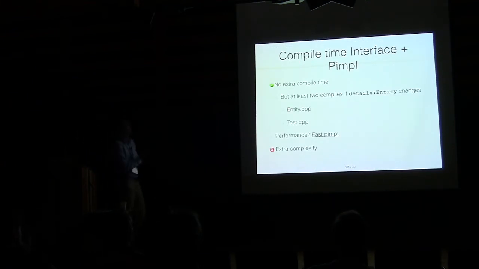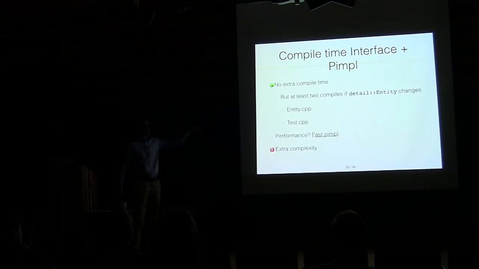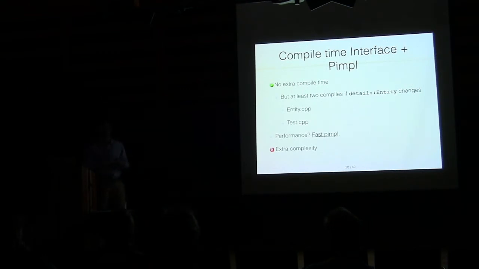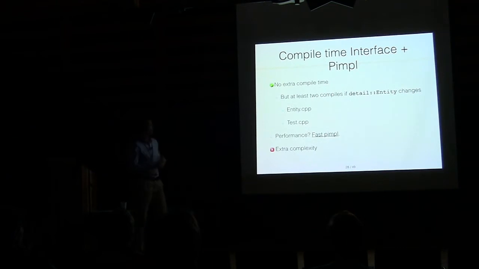So why are we doing this? We are doing this because we expect that the performance will be a bit better, the compilation time performance. But runtime performance, because of this pointer, the pimple pointer itself, we would do heap allocations, right, because of the pimple.